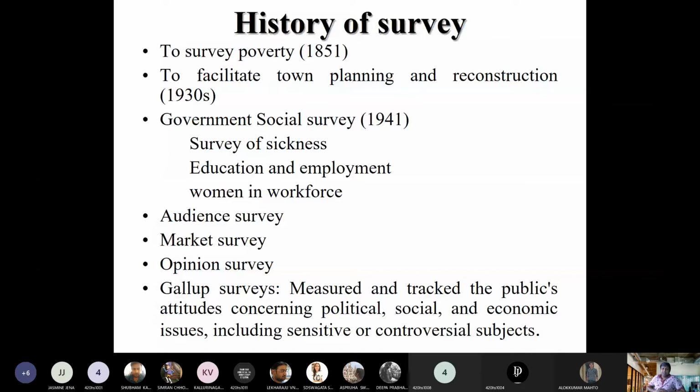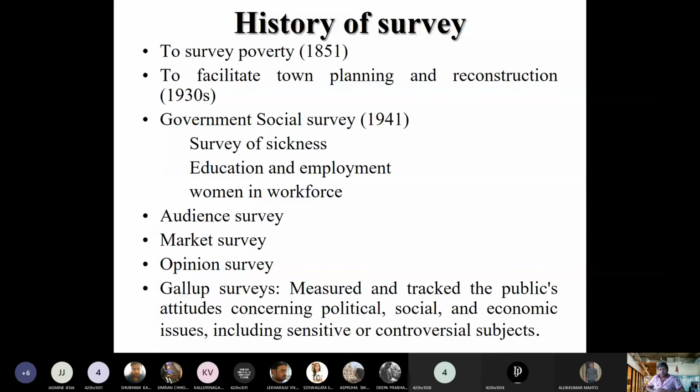In 1930, the survey was used to facilitate town planning and reconstruction in town areas. And the government social survey started specifically in 1941. The government started the survey of sickness: how many people are sick, what problems people are facing. This was a kind of health survey, the survey of sickness. Then slowly we started this government social survey in 1941, specifically in India. They started surveys on sickness, education and employment, and women in the workforce. These are the three aspects they included.